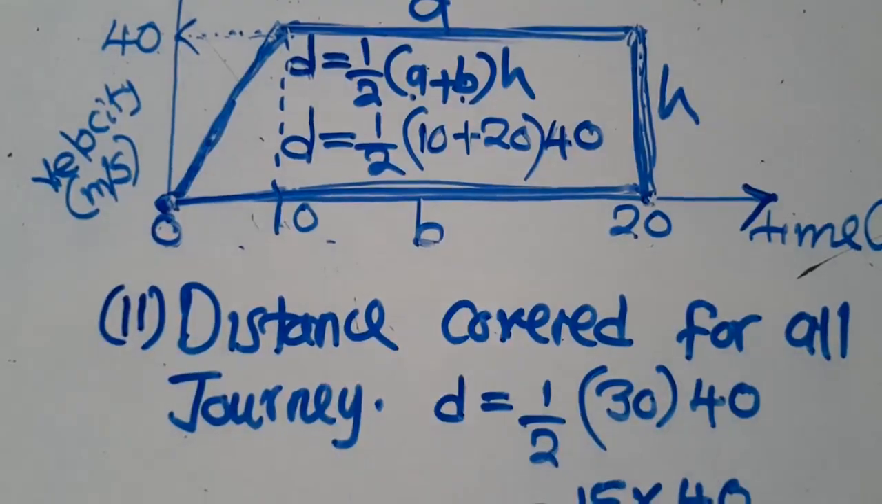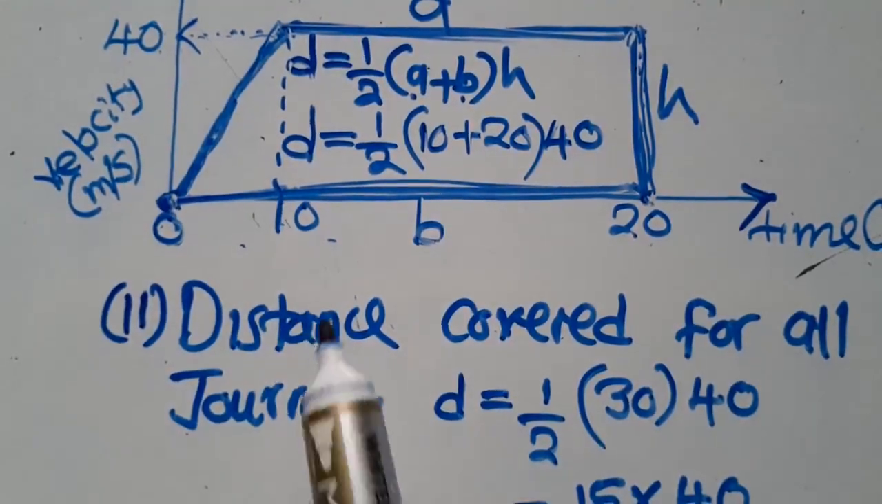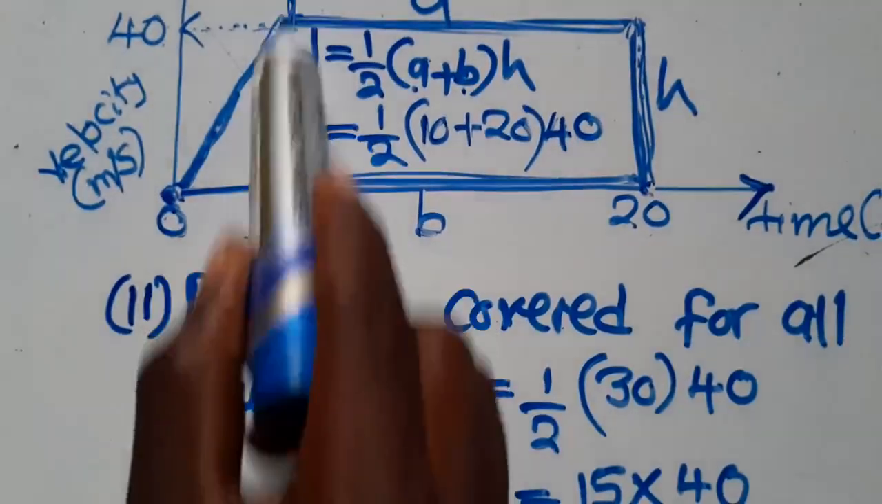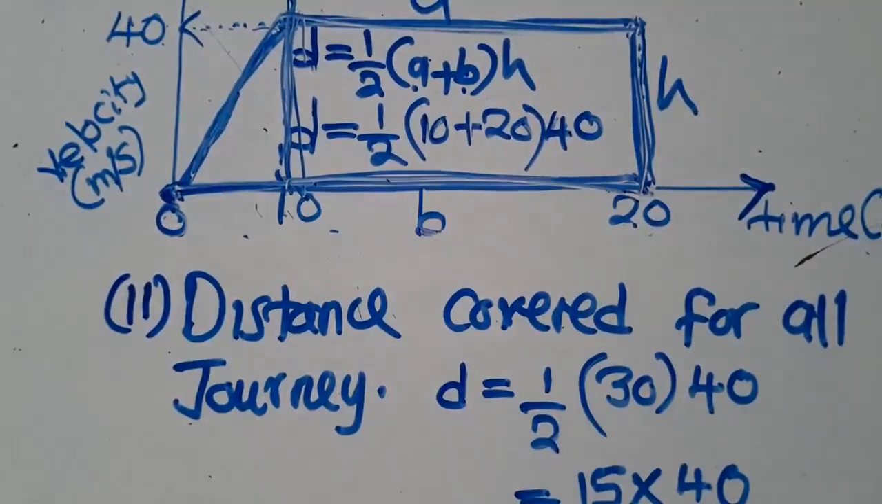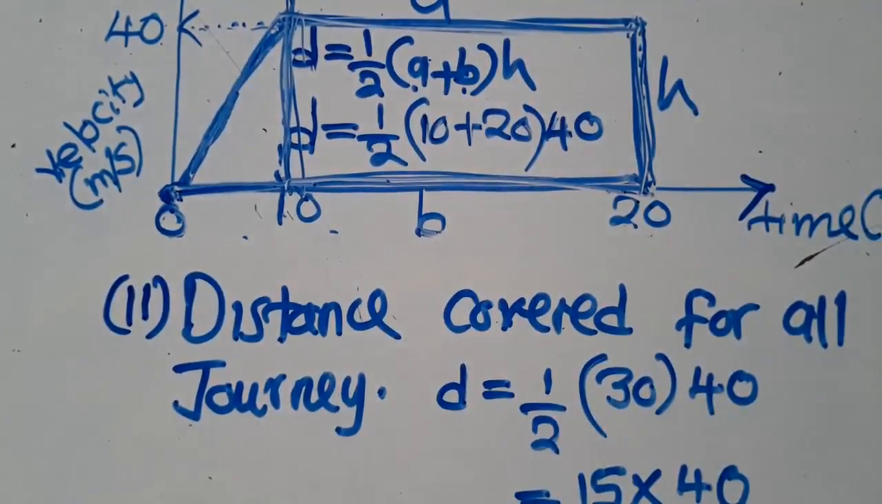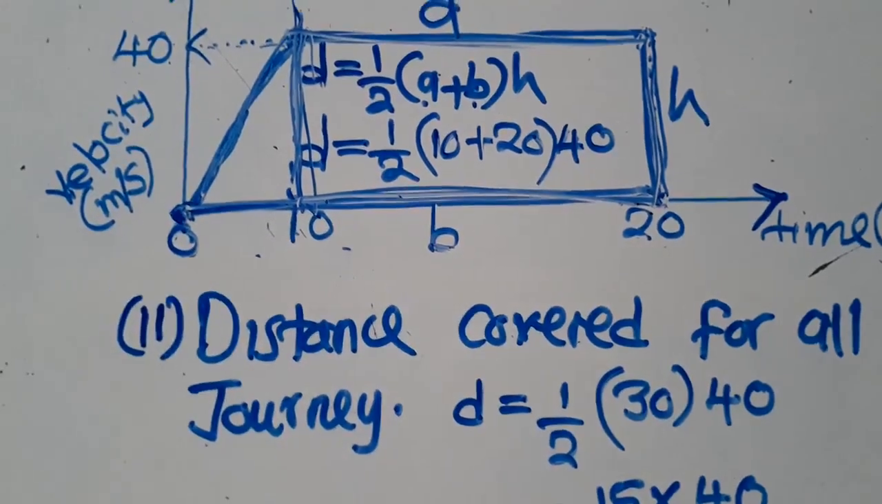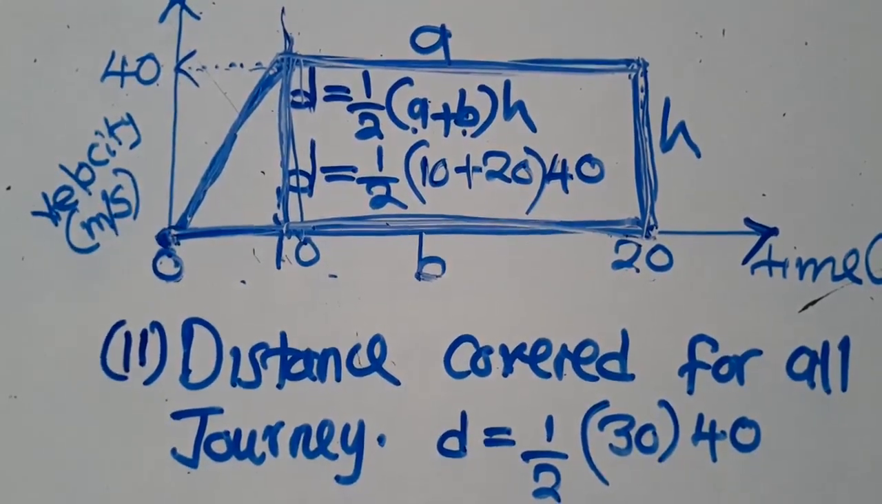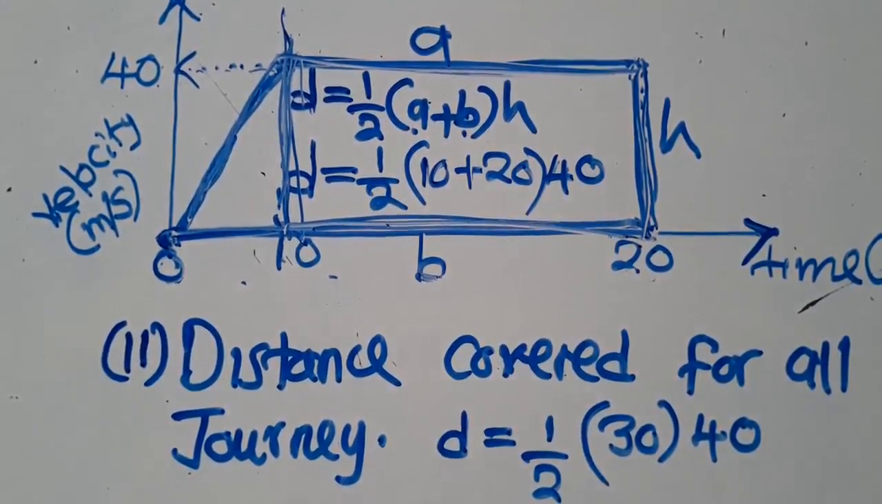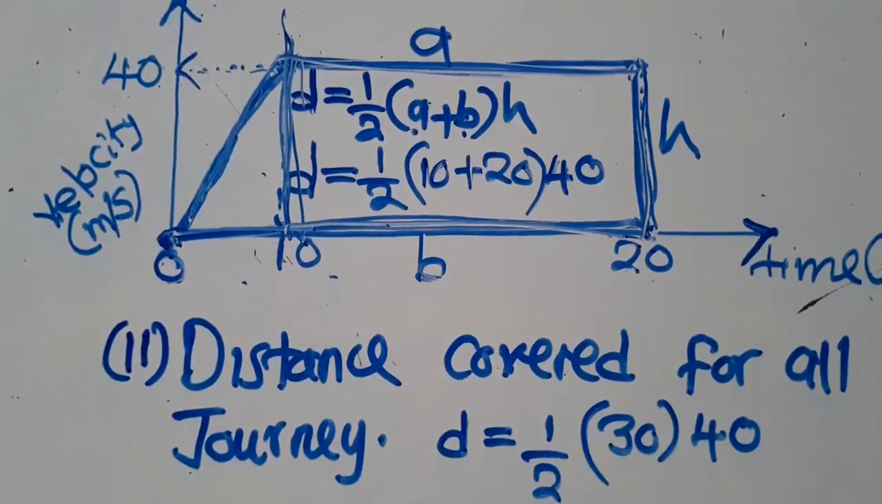For some of you who want to use another formula, you can cut this into a triangle, and this part here is a rectangle. You can answer it in that manner and still get the same answer. But it is better you just solve it together so that you see how it is coming up. It's good to calculate everything at once, not calculate this one here and that one there. So this is what you have to do.